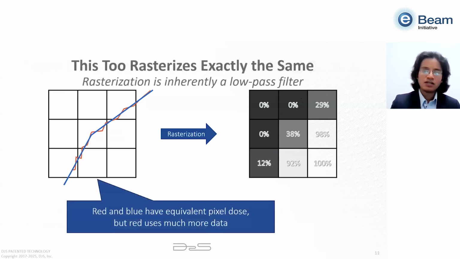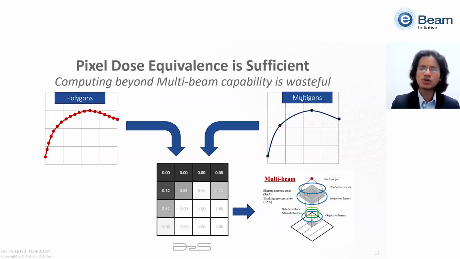So whether you write the blue curve or the red overlaid curve over here, they will rasterize exactly the same. Inherently, rasterization acts like a low-pass filter. The red and the blue curve you can consider to be equivalent, because both of them rasterize to the same pixel values. So what you get on the mask is going to be exactly the same thing. So pixel dose equivalence is sufficient. Whether you use polygons or the new multigon method to represent the curve, it doesn't matter as long as it's the same pixels that you're getting after the rasterization process.